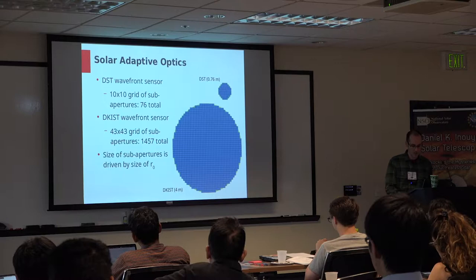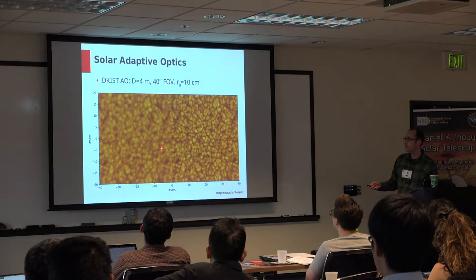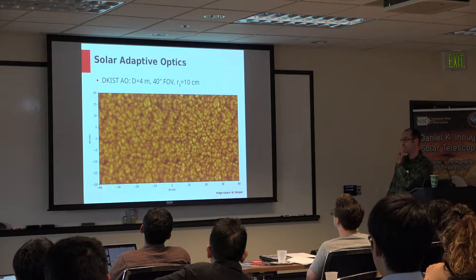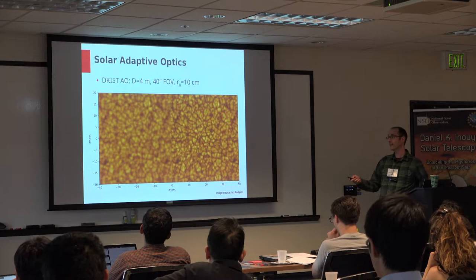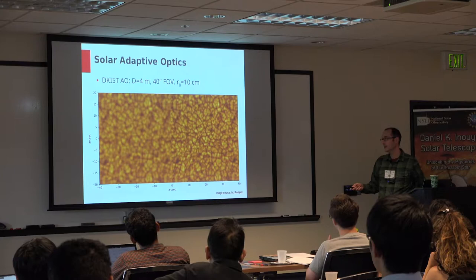So we put it all together. How does adaptive optics look? Here on the left is the video I showed you before, the seeing-limited image from DKIST. And here is the AO corrected image that we get once we turn the AO on. Again, these are simulations. We still don't have the telescope. We don't have anything that we can take data with. But this is what we think it's going to look like.